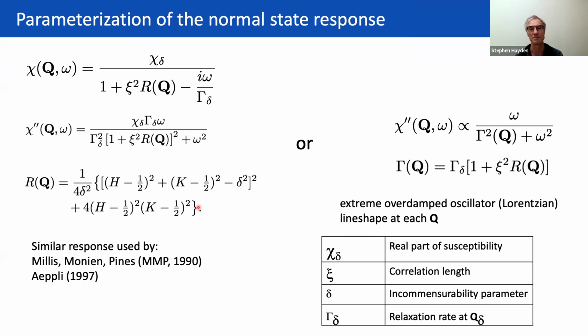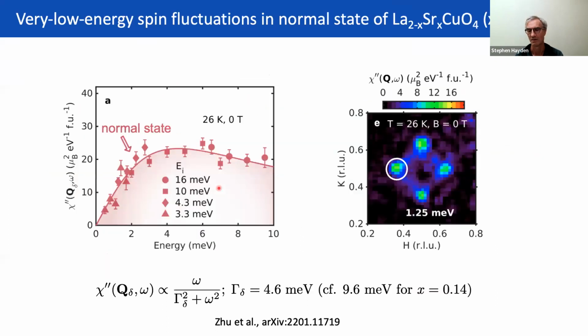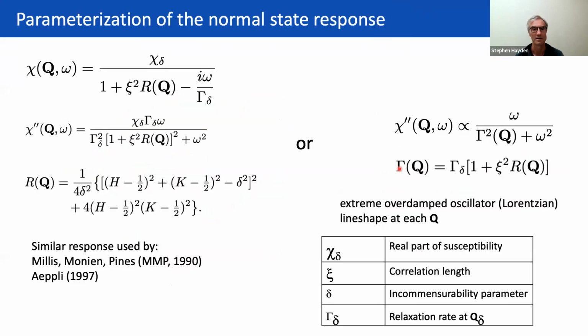This is the function that gives you the 4 peaks, and it has the property, which I haven't written here, that as you come away from one of the peaks, this function goes as q minus q delta squared, so as little q squared. So it looks like a normal Millis-Monien-Pines type thing at small q. That means the prefactor here you can interpret as a sort of correlation length. Anyway, you can fit the whole thing with this, which has various parameters.